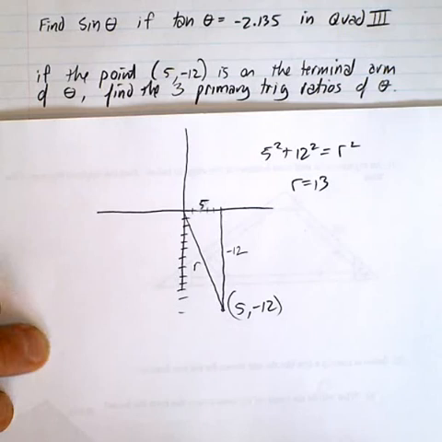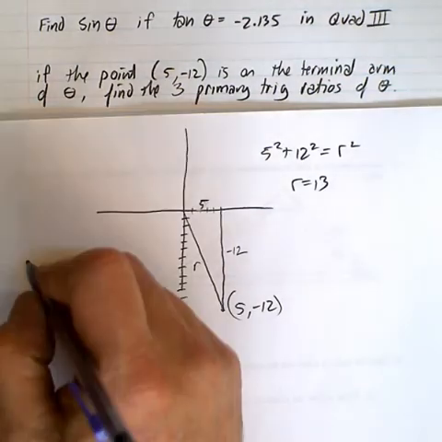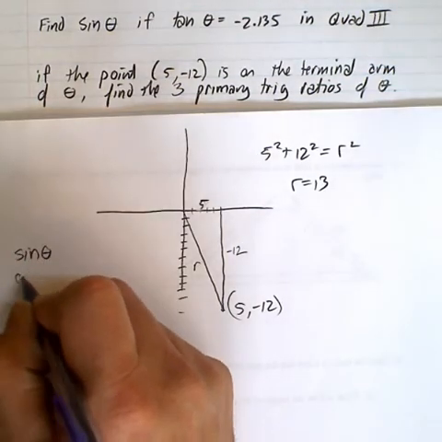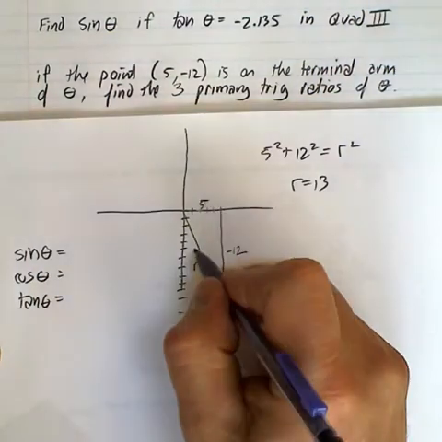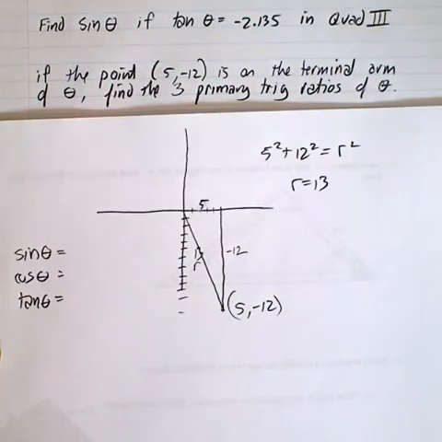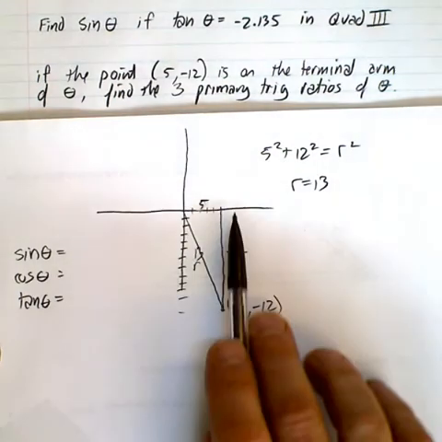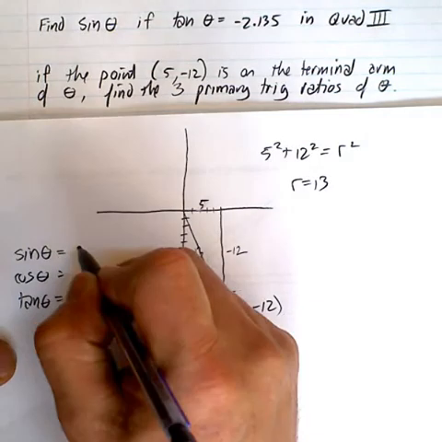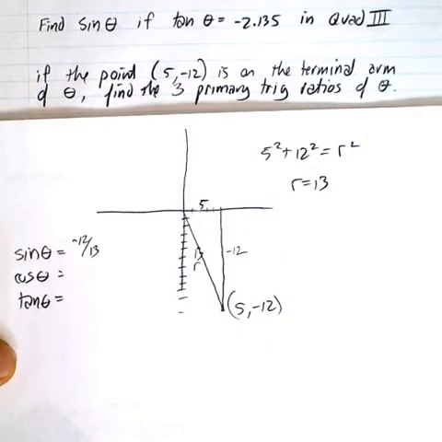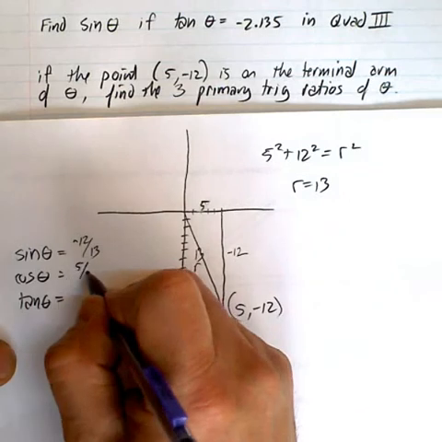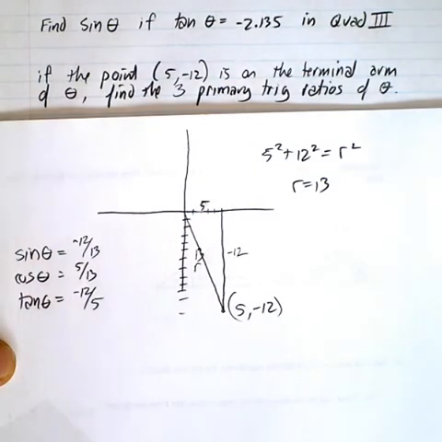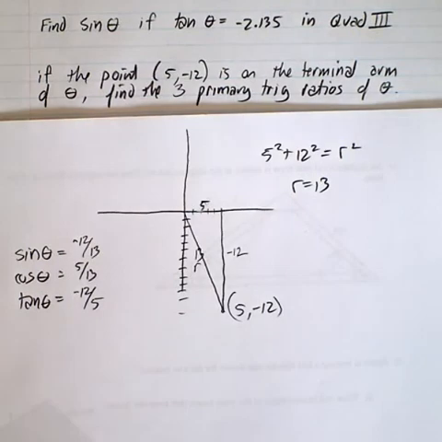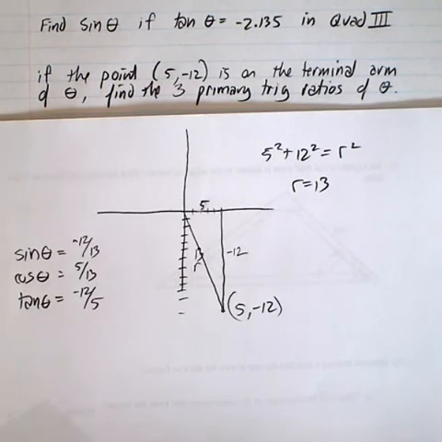So if you want to find the 3 primary trig ratios, that would be sine theta, cos theta, tan theta. And you know the ratios, okay? The x is positive, the y is negative, so sine is -12 over 13. Cos is 5 over 13, and tan is -12 over 5. You're going to have a lot of other types of questions that you're going to have to work out too. Hopefully what we've done here will be able to give you a good head start.